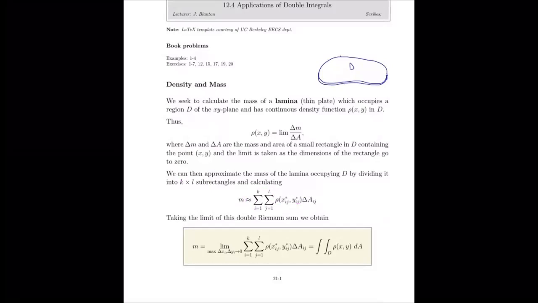Okay, so expressed as an integral, this double Riemann sum, we take the limit as the dimensions of these subrectangles go to 0. We'll get infinitely many of those subrectangles with infinitesimal area, and sums become integrals over D, and we have our continuous function rho of xy, which we're integrating. So mass is equal to the double integral of rho of xy over the region D.